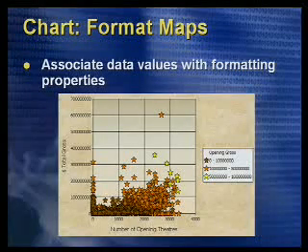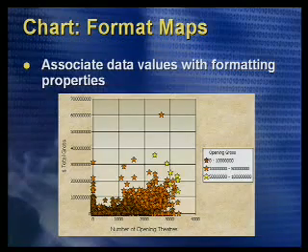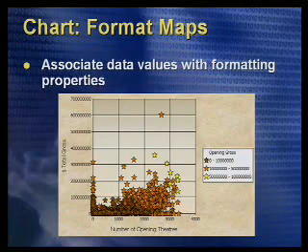Another similar feature is format maps in charting. When you build a traditional chart, you associate things like how many columns are in my chart, what goes on the series, what goes in the data. But what format maps allow you to do is associate data values with even more stuff, specifically the formatting properties of data within the chart.